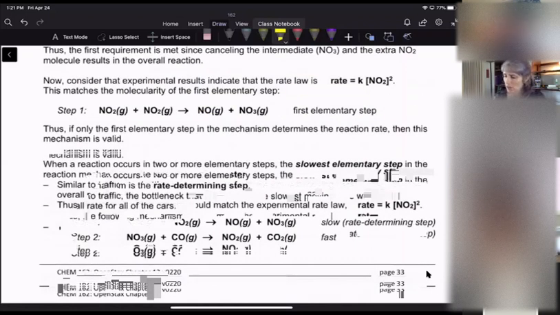Consider some experimental results that say this is our rate law, right? So we've measured that. And step one shows those two NO2s.